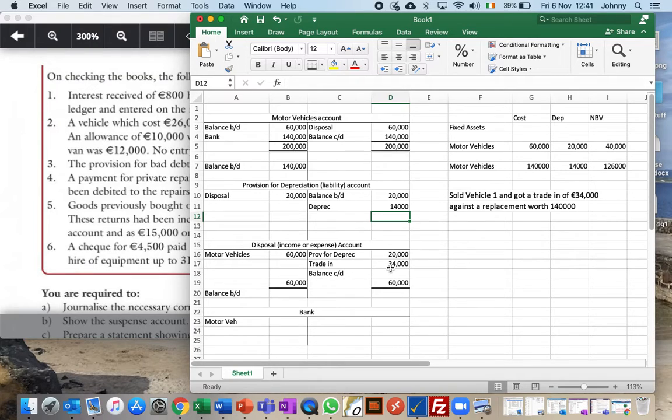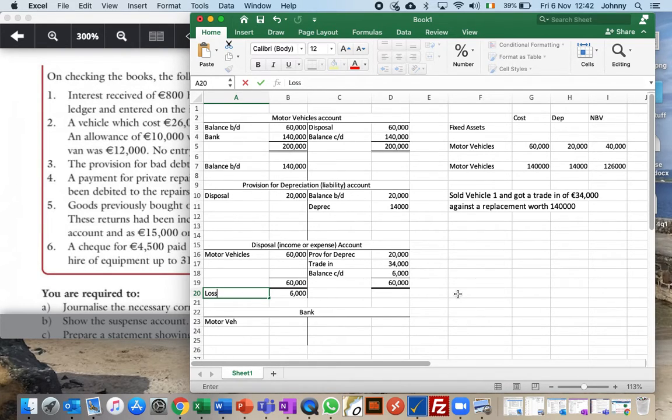I was told that I got a trade-in of 34 grand from it when I bought the new one. Okay, and my balance then, that means there's 6 grand left, and that 6 grand is a balance CD on the credit side, balance BD on the debit side, meaning that the thing that I sold, because it's on the debit side, it caused an expense. So I sold it for 6 grand less than it was worth, so I had an expense. So that's going to be a loss.